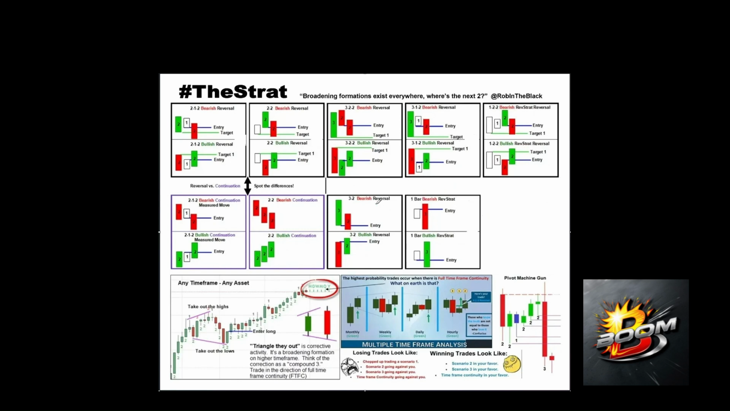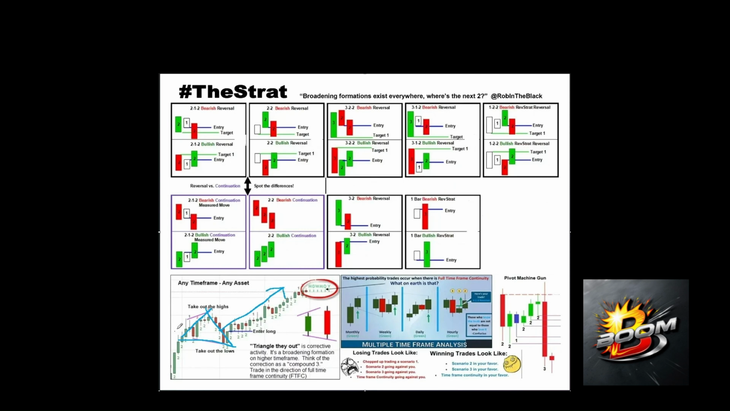And now, just some examples of generally how the market moves and the type of trades we really want to be in. So, as we know, the Strat works on any time frame, any asset. I mean, price action is price action. It doesn't change. The candles have to move like this. And on the way to wherever they're going to go, they always triangle the out. And you'll see this in the charts. Take out the high, come back, take these guys out, triangle the out, and then boom. Continue on.